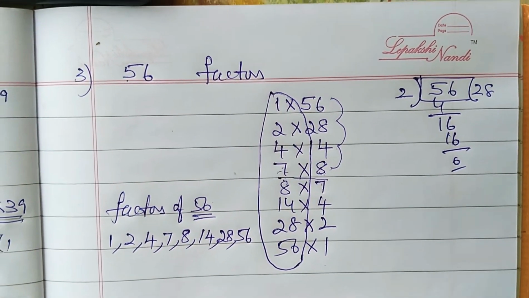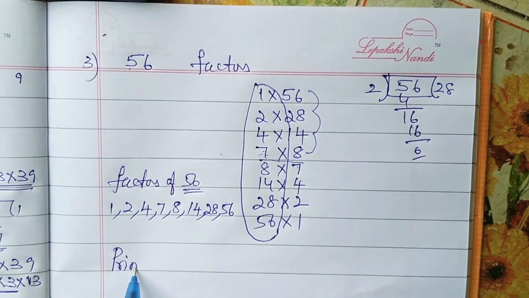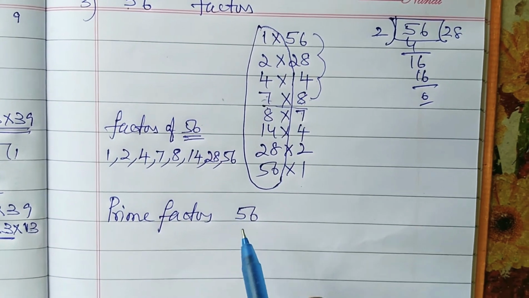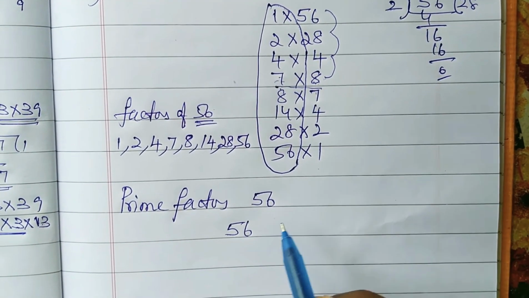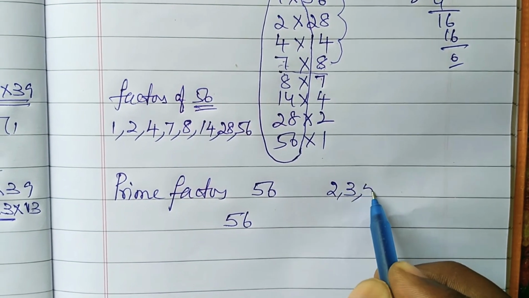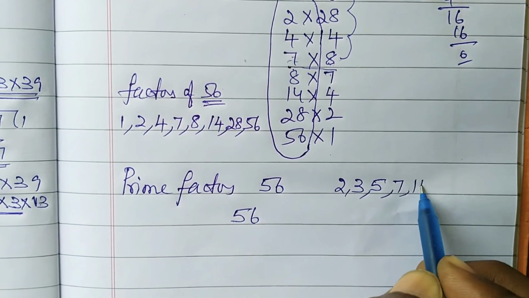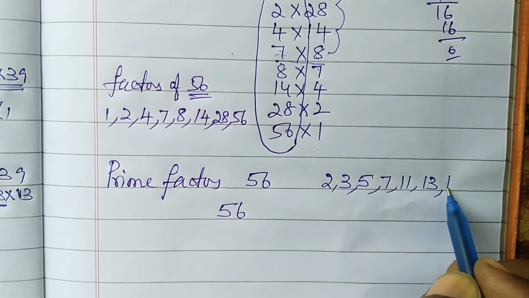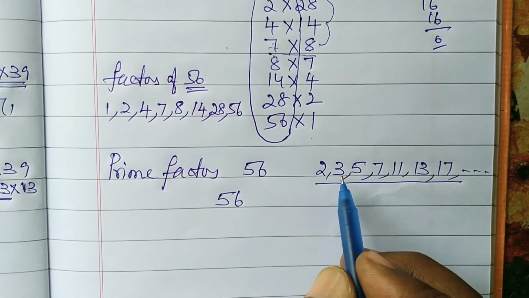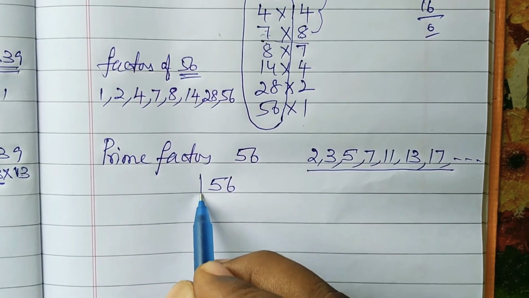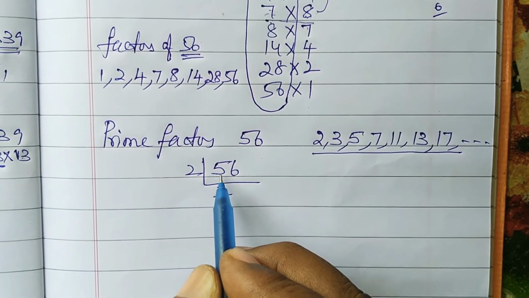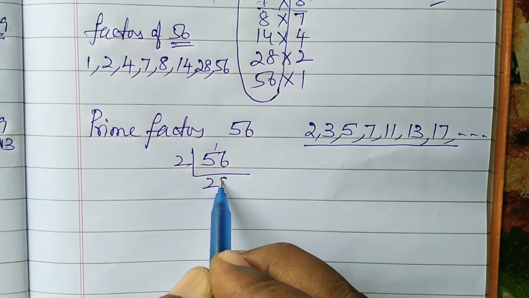Like this, what are the prime factors? What are the prime factors for 56? What must you do? What are the prime numbers I told you? 2, 3, 5, 7, 11, 13, 17, etc. So now from these numbers, first check whether this is divisible by 2. Yes, it is. 2 2s are 4. Keep 4 here. What is our remainder? 16. So 2 8s are 16.